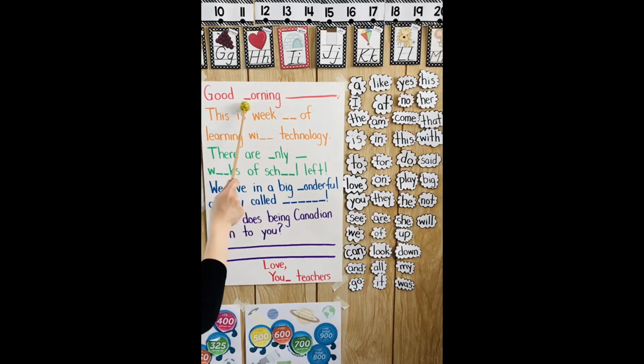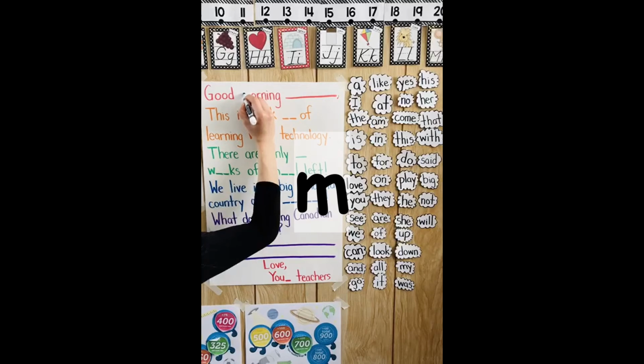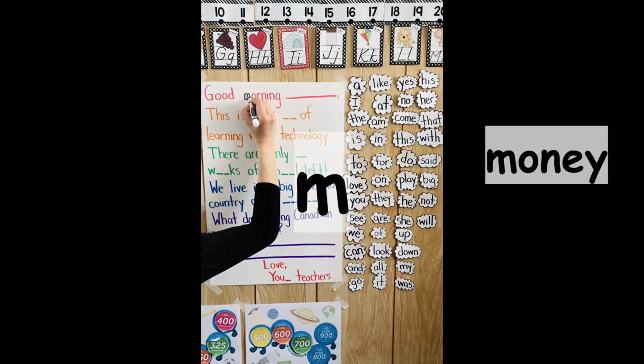Morning. We're missing the sound in the beginning. What letter makes the sound? It's the letter M. M is for the word money and the word monkey.